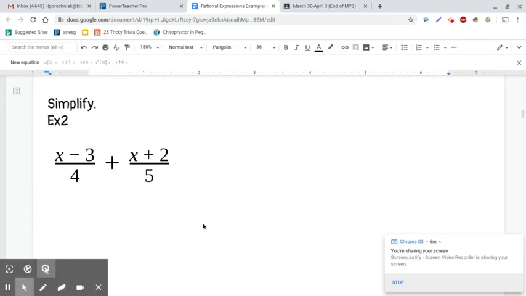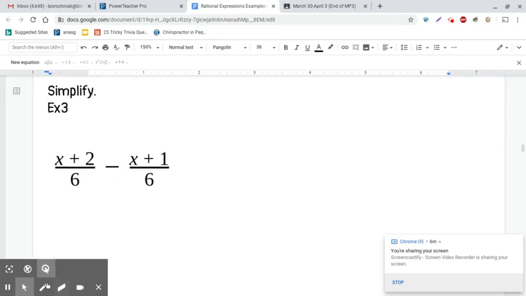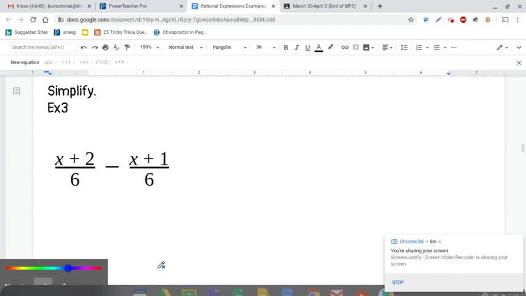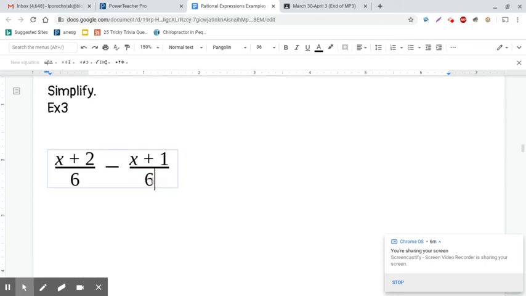Erase. And we're going on to example 3. All right, guys, example 3 is the first example where we actually have subtraction, okay? Not too crazy. Don't worry, we got this. So, example 3. This is my bad. This is supposed to be a 5.